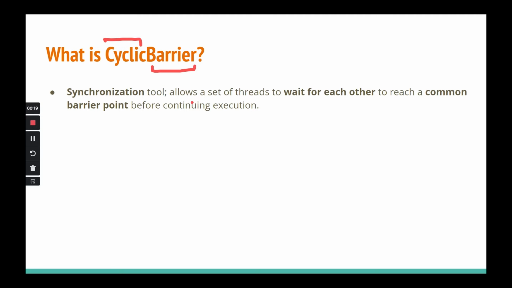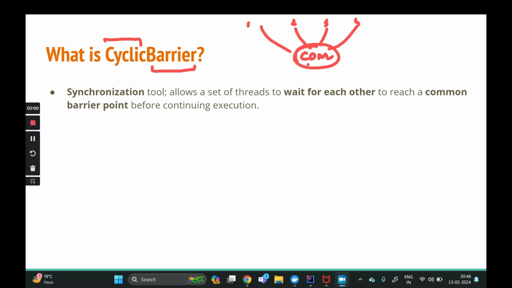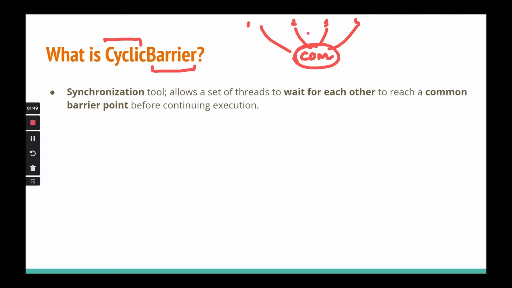Here what it does is it allows a set of threads to wait for each other to reach a common barrier point. So again, I would try to draw something like this. This is the common barrier point. I'm giving the example of 4 threads, 1, 2, 3, 4. You want them to finish one by one, come to this common barrier point, and wait for the others to finish.